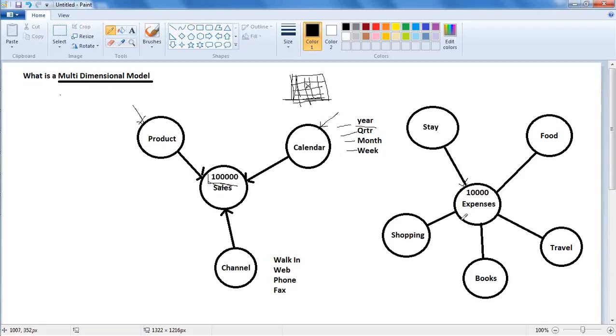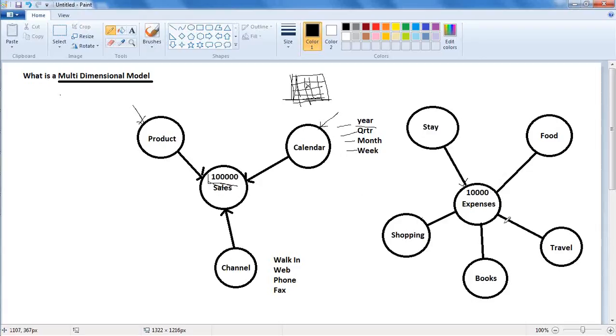So now I'm looking at one number, one expense, from different dimensions and different perspectives, because it is very important for me to understand. Knowing 10,000 of expenses is good, but out of 10,000, what exactly you're spending is also very important. That's what we call analyzing the information from different perspectives. And this is what we do in real life without even having a multidimensional model.